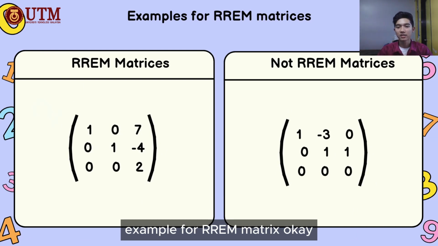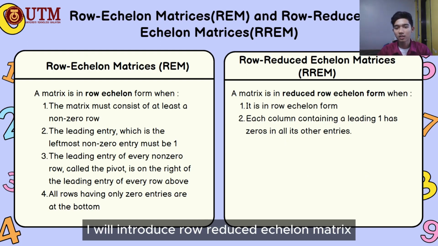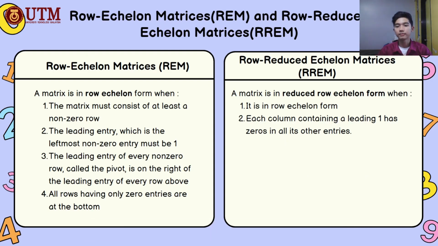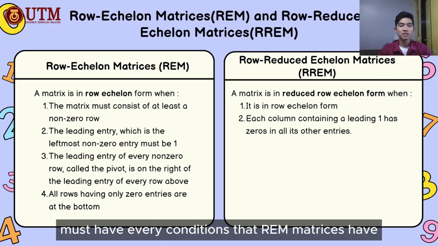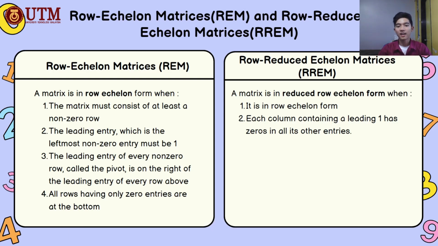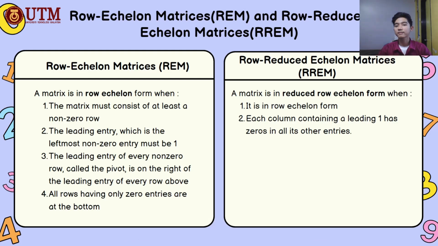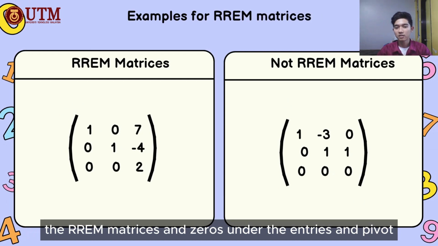Example for RREM matrices. Before that, let's look at the conditions for how we choose row reduced echelon matrices. A matrix is in reduced row echelon form when RREM matrices have every condition that REM matrices have, and the other condition is that each column containing a leading one has zeros in all its other entries. That means RREM matrices have zeros under their entries and pivots.